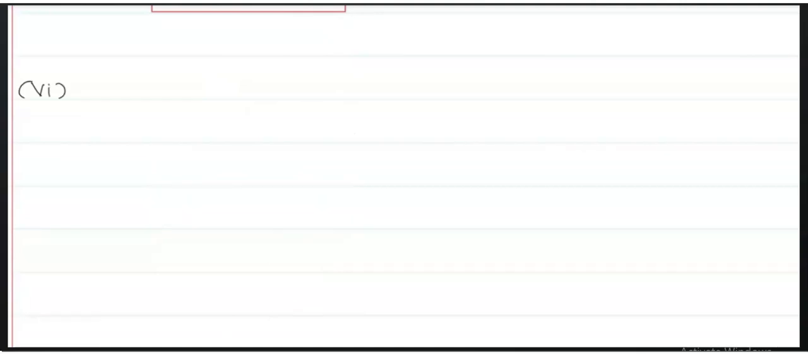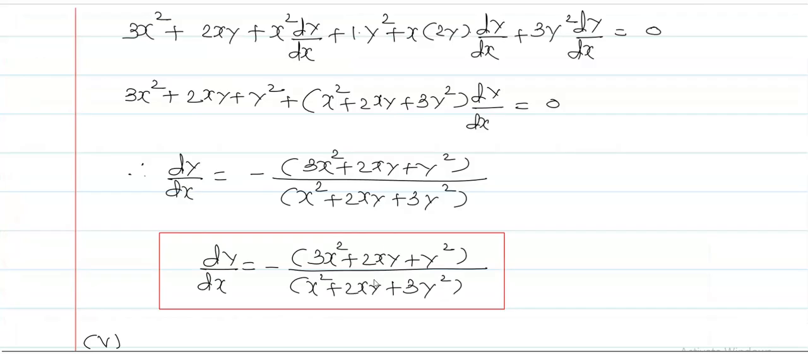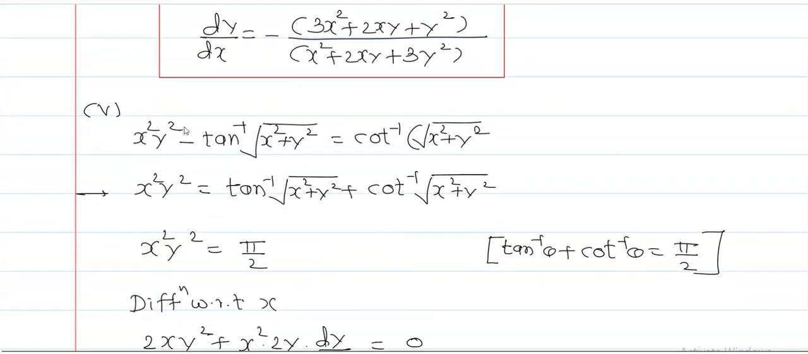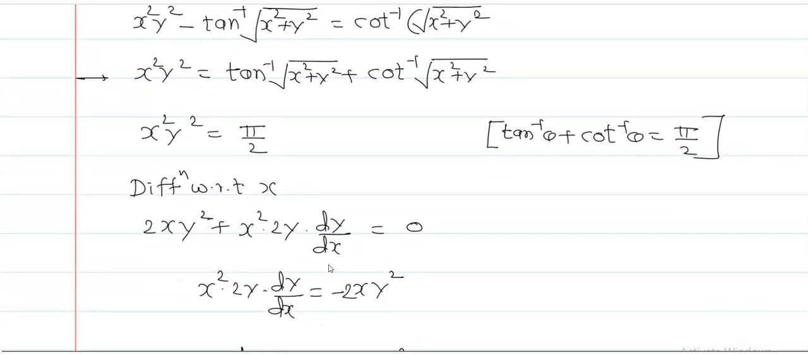Next is, see this again. This is x square into y square minus tan inverse of root of x square plus y square is equal to cot inverse of root of x square plus y square. That is, x square into y square is equal to tan inverse of root of x square plus y square plus cot inverse of root of x square plus y square. And by using the formula, tan inverse of theta plus cot inverse of theta is equal to pi by 2, and differentiate this.